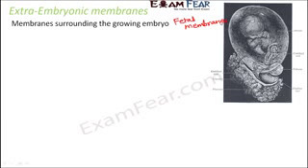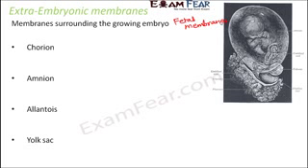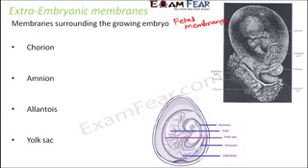Now, what are these membranes? Let us look at the various extra-embryonic membranes. So the first one is chorion, next is amnion, third is allantois, and the fourth one is yolk sac. So these are the 4 extra-embryonic membranes which serve a very useful purpose for the growing embryo. So let us discuss each of them in detail. Let's first talk about chorion.